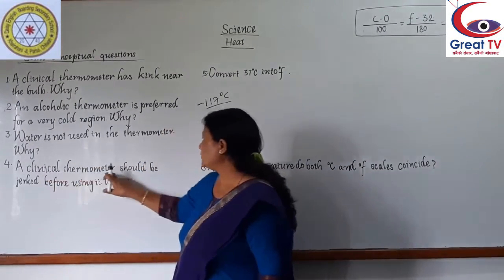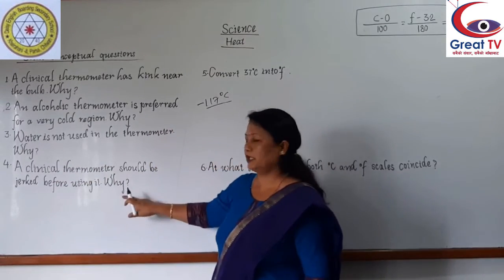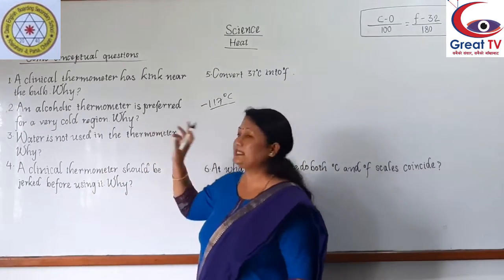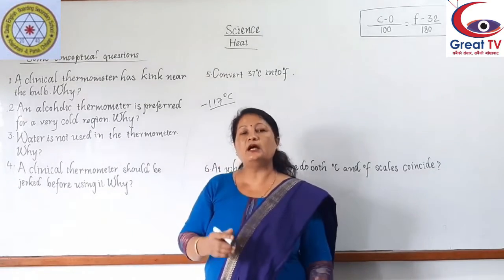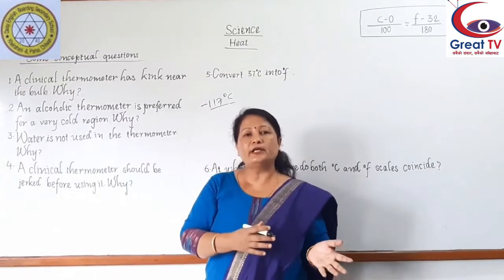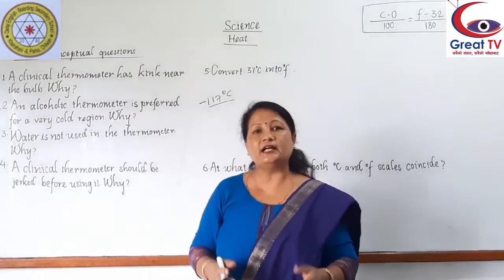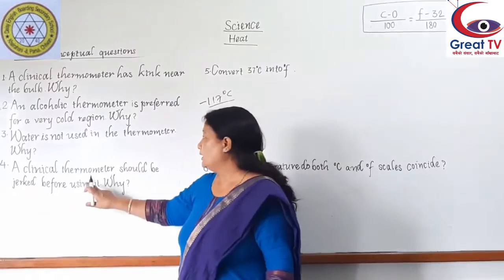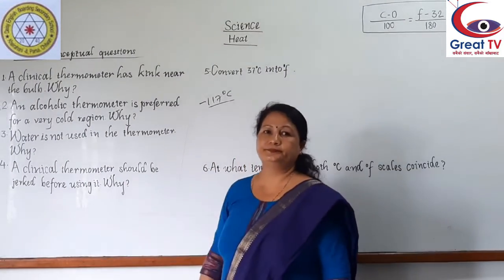A clinical thermometer should be jerked before using it. As we know, a clinical thermometer has a kink near the bulb which stops the backflow of mercury itself. So, to reset the mercury level to its position, it should be jerked before using it.